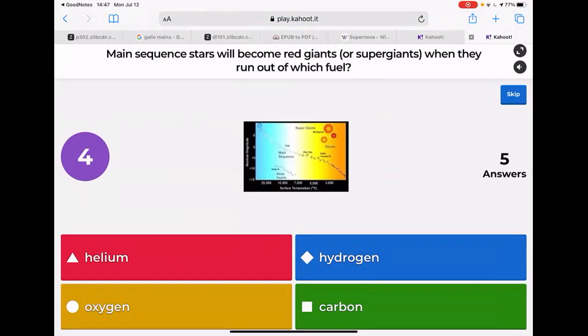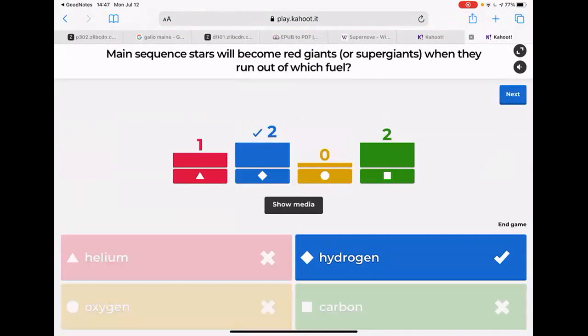So what fuel does a main sequence star use? Yeah. So it should be hydrogen. Because main sequence stars are like our sun right now, right? Our sun is currently burning hydrogen. And as it runs out of hydrogen, that's when it transitions into a red giant. So red giants are the ones burning helium.